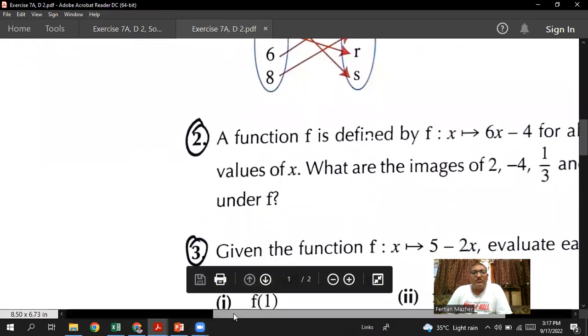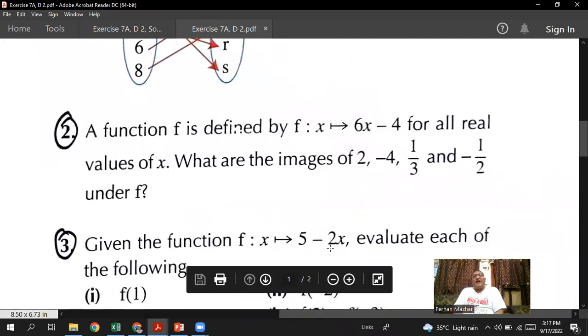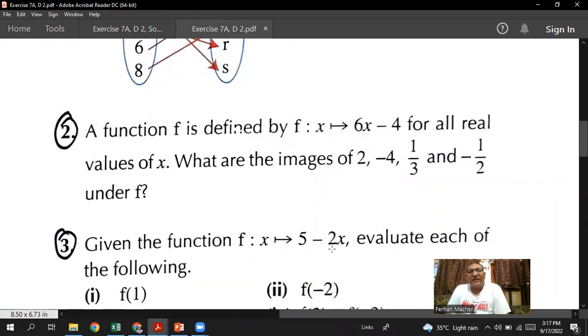Okay, so here we go. We are on question number 2. It says a function f is defined by f of x equals 6x minus 4 for all real values of x. What are the images of 2, minus 4, 1 by 3, and minus 1 by 2 under f?